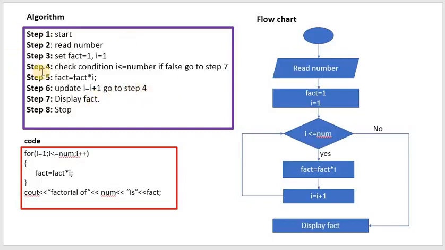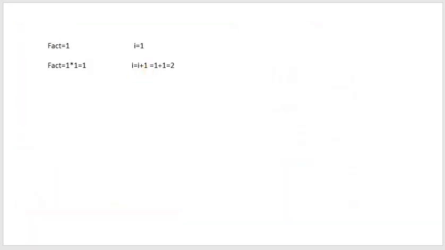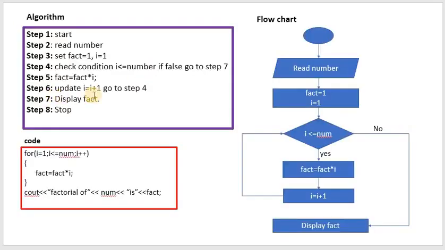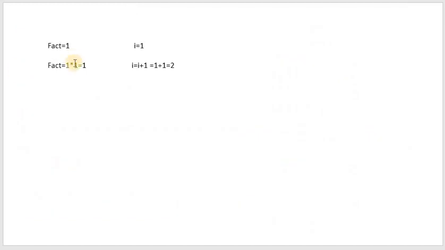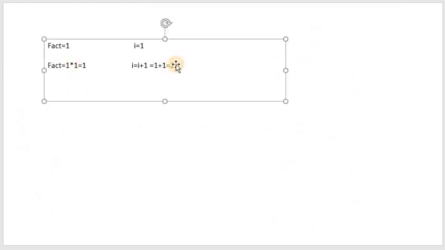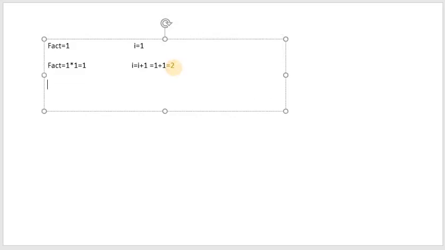So you have to move to step 4. Again you are checking the condition, I less than or equal to number. So what is I now? I is 2. So 2 less than or equal to 5, true or false? True. Whenever it is true, again you do fact is equal to fact into I. Now what is fact now? Fact is 1. And I became 2. So fact is equal to 1 into 2, that is equal to 2. Now fact became 2.